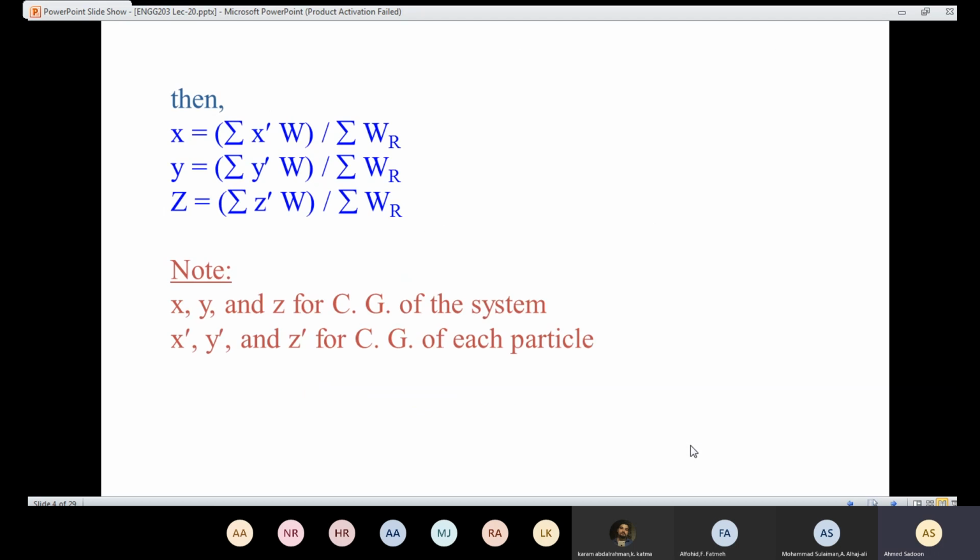So now I could say that X, which represents the center of gravity for the system, equals the summation of X hat W. X hat here represents the center of gravity for each particle. So here is going to be X hat 1 W1 plus X hat 2 W2 and so on, over the summation of the weights. This one was here, remember, for the equation of the moment. So summation of the particle WR. If I'm going to determine Y, the center of gravity in the Y-axis for a system, it is going to be the summation of Y hat W over the summation of the WR. And similarly for the Z-axis.